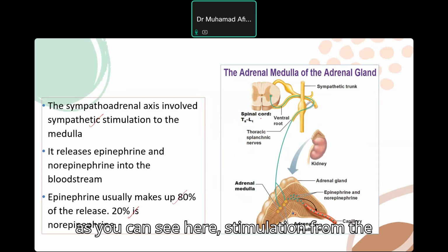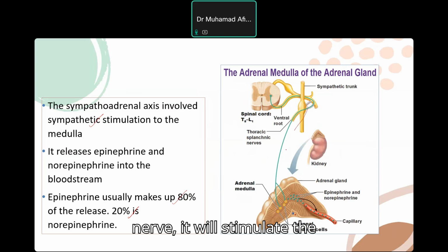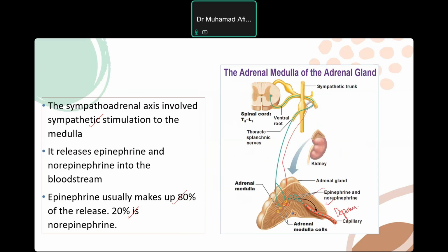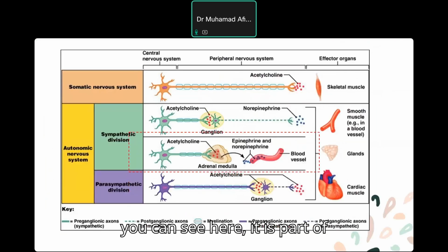As you can see here, there is stimulation from the sympathetic tract, from your autonomic nervous system, or stimulation from the thoracic splanchnic nerve. It will stimulate the adrenal medulla to secrete your epinephrine and also your dopamine. If we look at it as a whole, the adrenal medulla is part of the sympathetic division. As you can see, it has the same connection from the preganglionic neuron, and then it releases the hormone into the blood vessel.